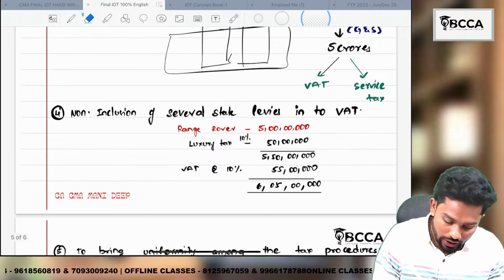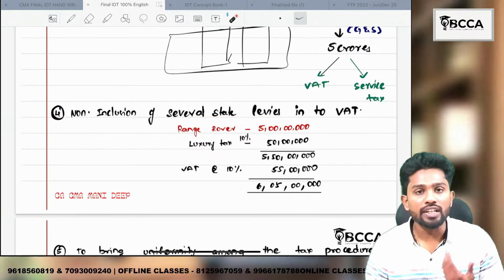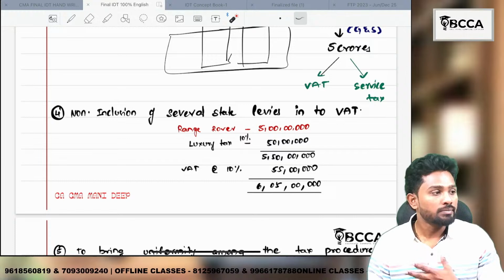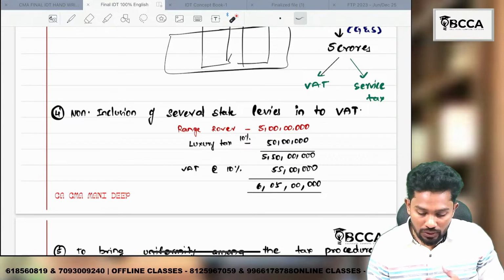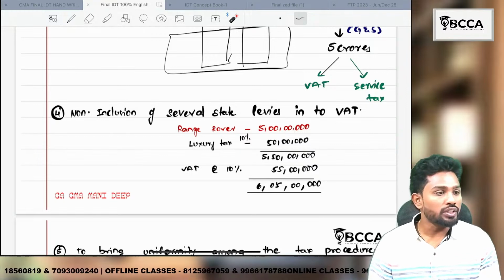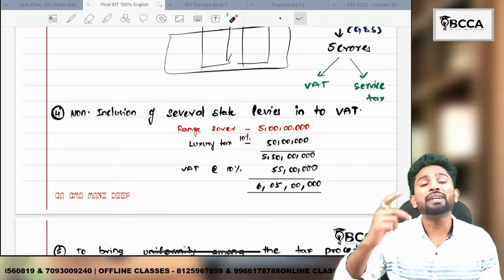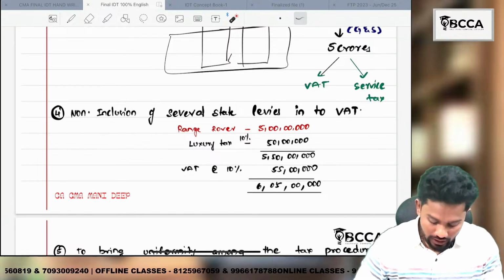Then the non-inclusion of several state levies into VAT: luxury tax, lottery tax, all these are state levies. They were not included into VAT. They were levied separately. So even though the revenue goes to the state government, there are separate levies, which lead to double taxation and cascading.